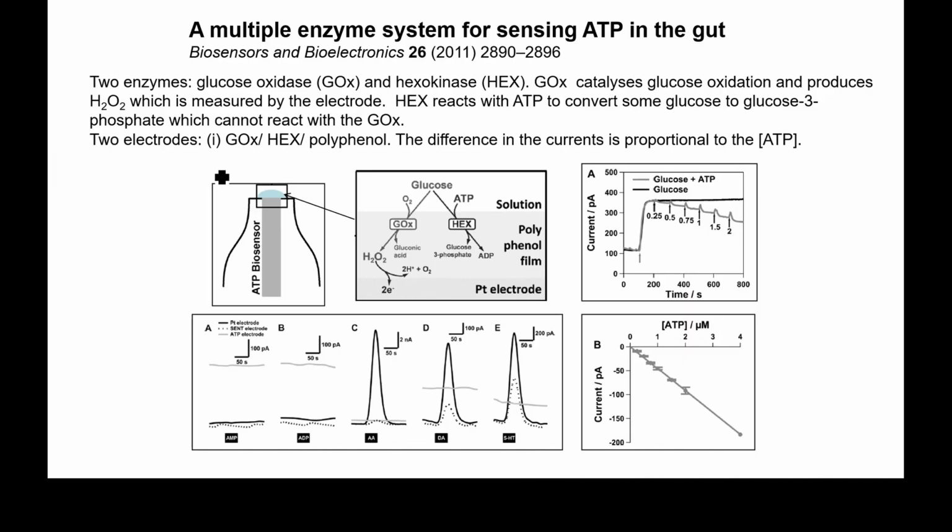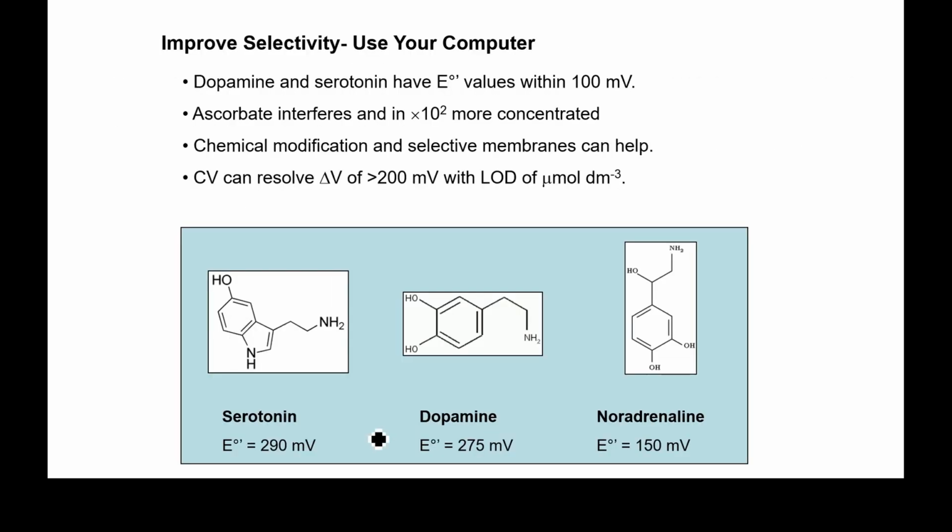Here's an example of one that we worked on with Professor Boutelle about 10 years ago, where we were using competing enzyme reactions to get measurements of ATP, the energy currency within cells, by looking at the competition between hexokinase to phosphorylate glucose and glucose oxidase to oxidize glucose, and taking the ratio of these currents, we're able to get reasonable calibration working curves in the micromolar range and measure ATP concentrations in guinea pig gut. So some quite nice stuff arises from these kinds of analyses. A little bit of data analysis can go a long way.